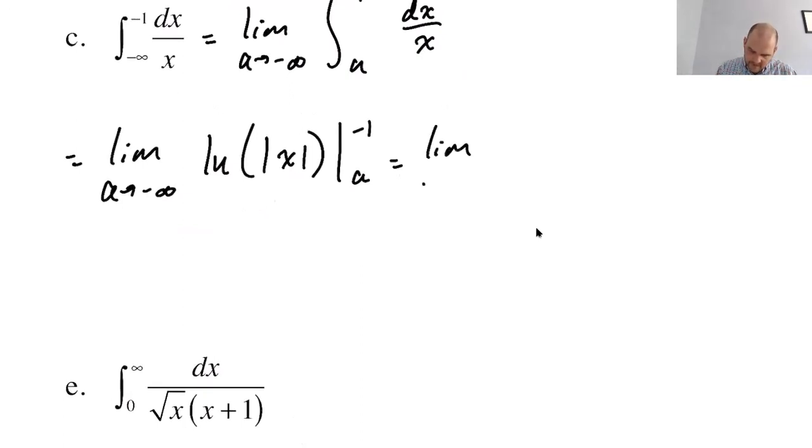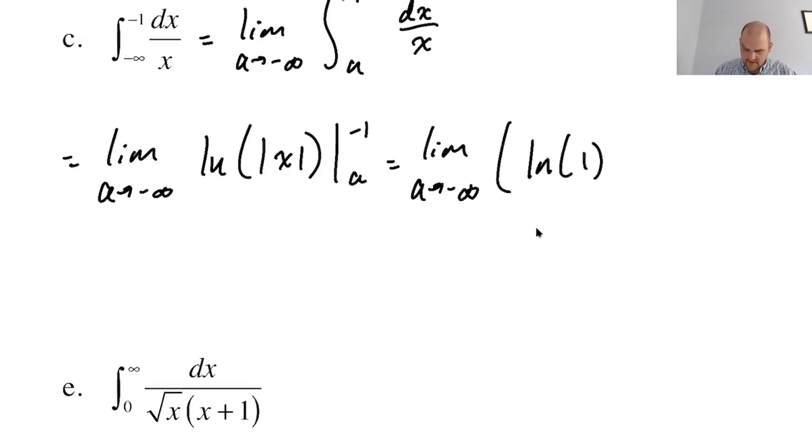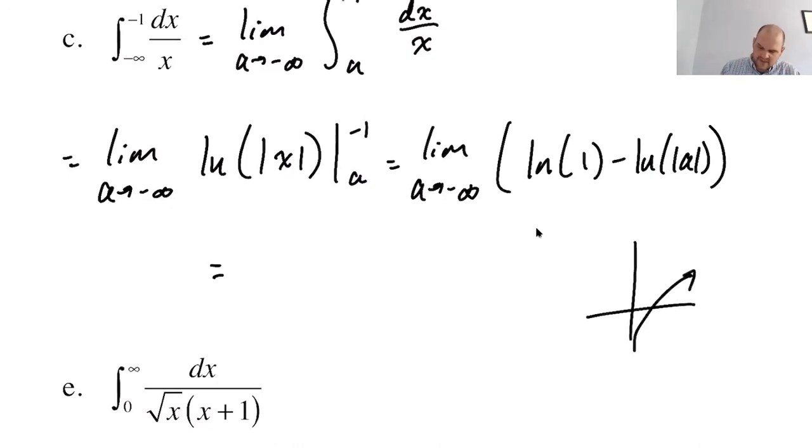All right, limit as a approaches negative infinity of fundamental theorem, natural log of, so the absolute value of -1 is 1, so I'm just going to write natural log of 1, and then minus the natural log of the absolute value of a. All right, so natural log of 1 is 0. It's minus the natural log of basically infinity, but natural log goes to infinity as x goes to infinity, right? So this is going to be 0 minus infinity, so negative infinity.